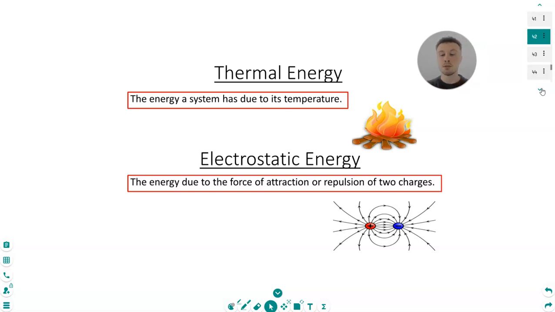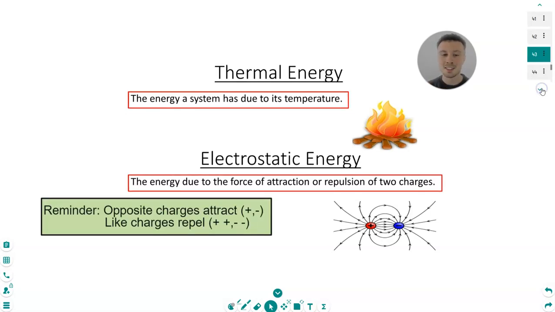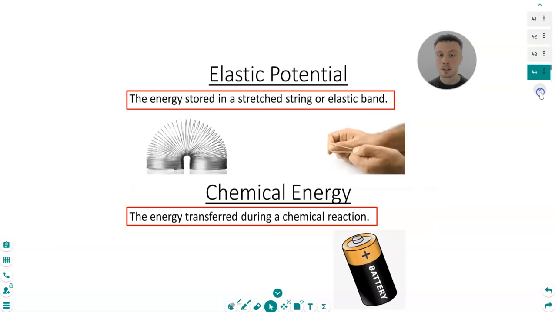Okay. Next we have electrostatic energy. And this is the energy, again, due to an attraction or repulsion, but this time of two charges. So we're looking at point charges here instead of our magnetic charge. Can anyone tell me whether there will be a repulsion or an attraction for a positive and a negative charge? Nicely done. Yep. So just a little reminder. Opposite charges attract. So positive and negative are attracted to one another. Like charges repel. So positive and positive, negative and negative, there will be a repulsion. And this attraction and repulsion is our electrostatic energy.